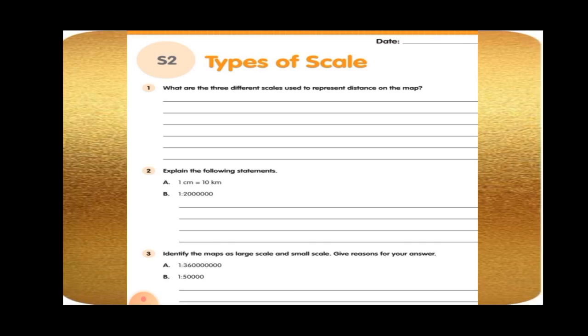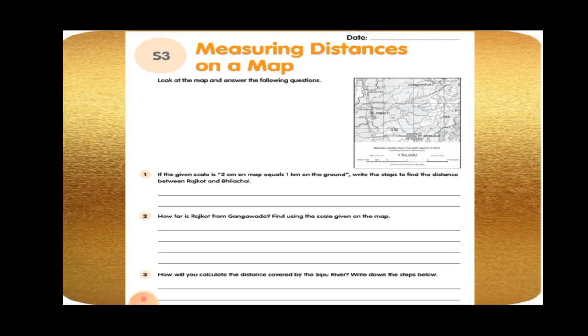Then B, 1 is equal to 50,000. So what does it mean? 1 centimeter represents 50,000 centimeter, which means 1 centimeter represents 0.5 kilometer. Thus, the map represents a small area in larger detail. So, it is a large scale map. Now, worksheet 3, measuring distance on a map. Question number 1 is, look at the map and answer the following questions.